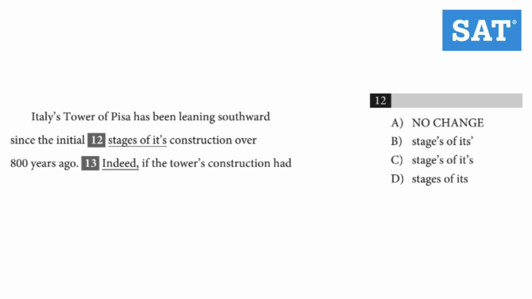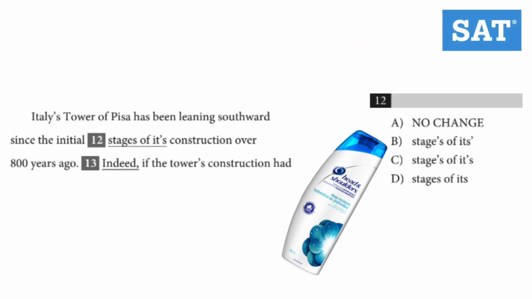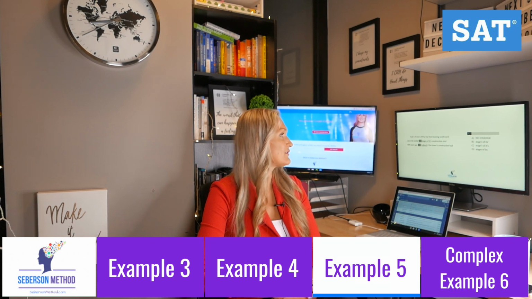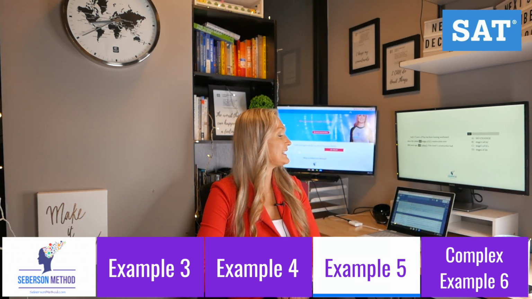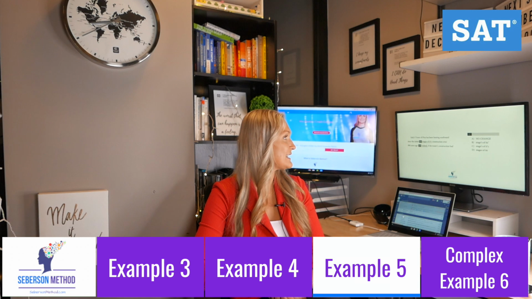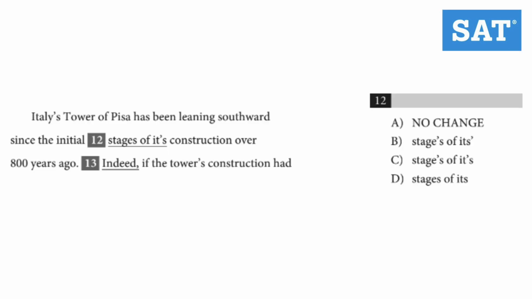This one has two little components to it. It has the possessive and the contraction, 2 and 1, like head and shoulders. Italy's Tower of Pisa has been leaning southward since the initial stages of its construction over 800 years ago. In your answer choices, you have stage apostrophe S twice, and then you have it apostrophe S, which means it is. Which one do you think it is?